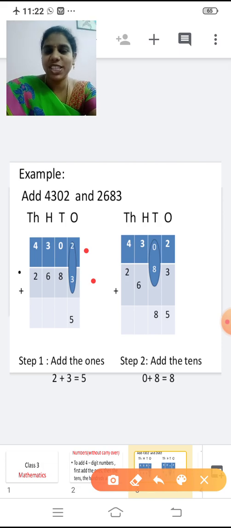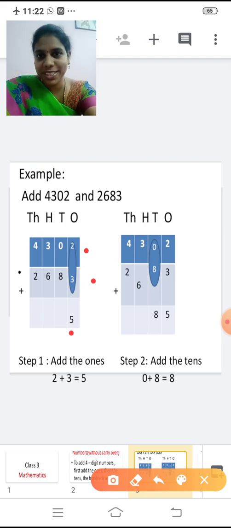Now Aaron, tell me the answer now. 2 plus 3? 2 in the mind, 3 in the finger. After 2, 3, 4, 5. So write 5 here. Very good. So first you have to add the ones place. So here 2 plus 3, 5. So write 5 below the ones place. Next what you have to do?